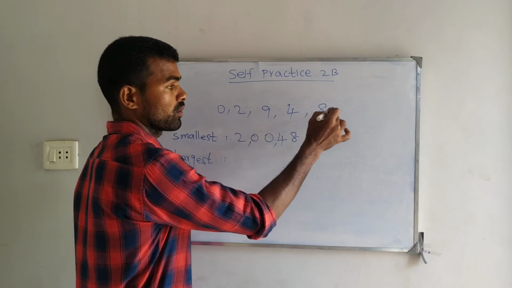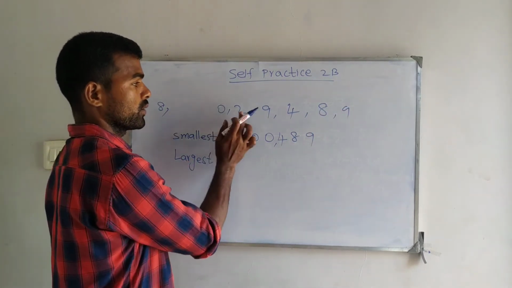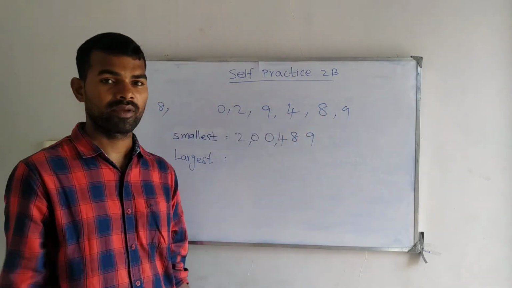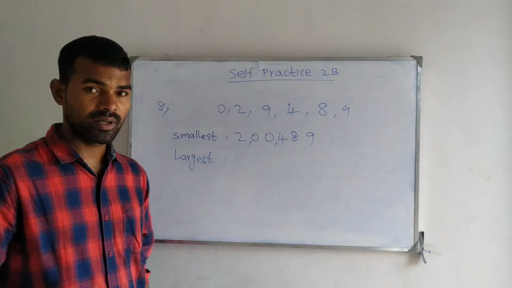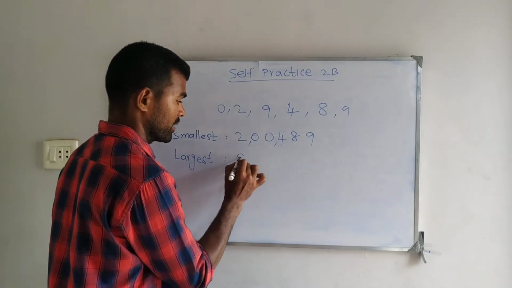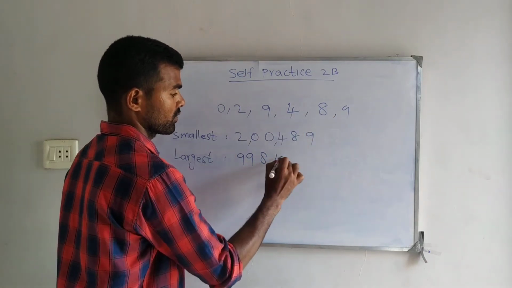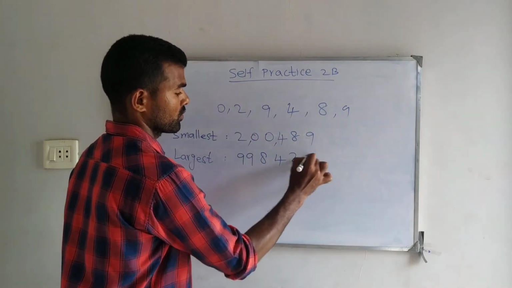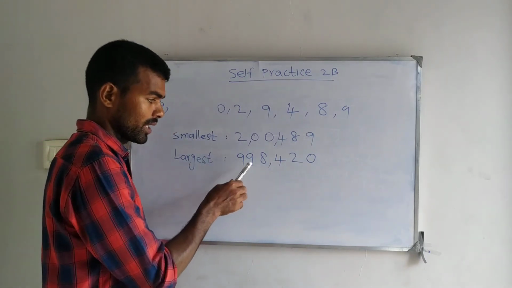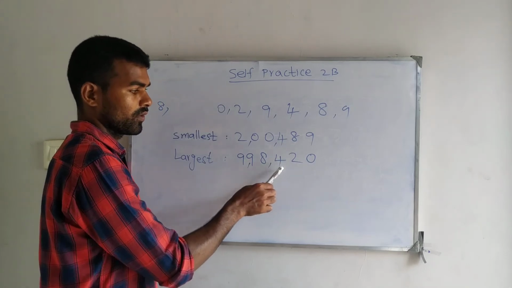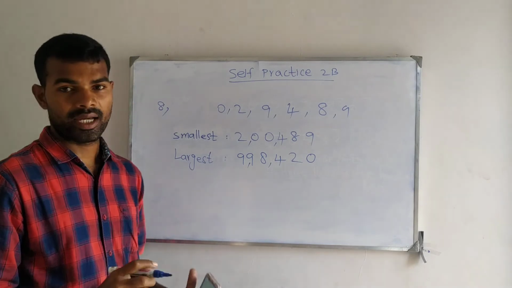So write 9 one more time. Now we have 1, 2, 3, 4, 5, 6, so now we have 6 digits. Form the largest number now, in descending order: 9, 9, 8, 4, 2, 0. This is the largest number: 9,98,420. This is the answer.